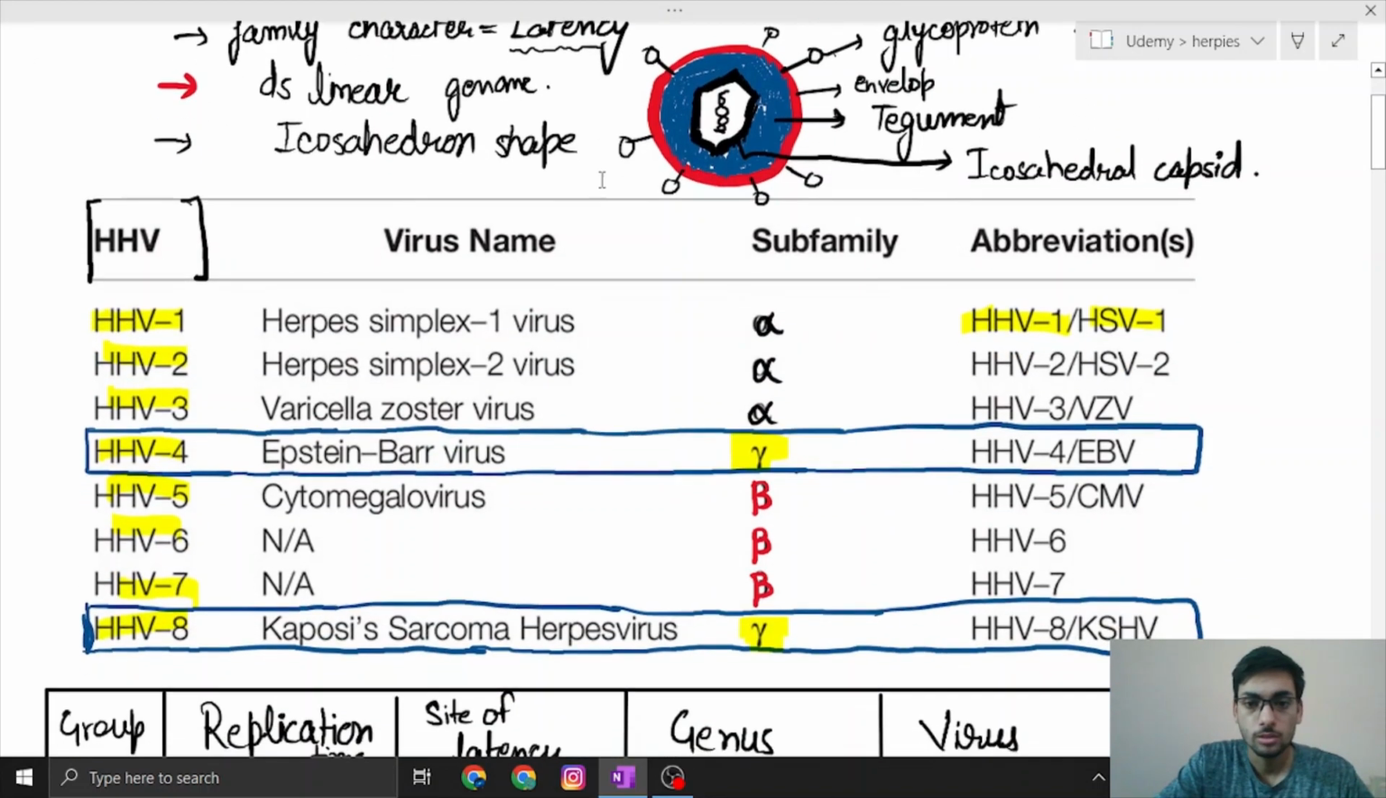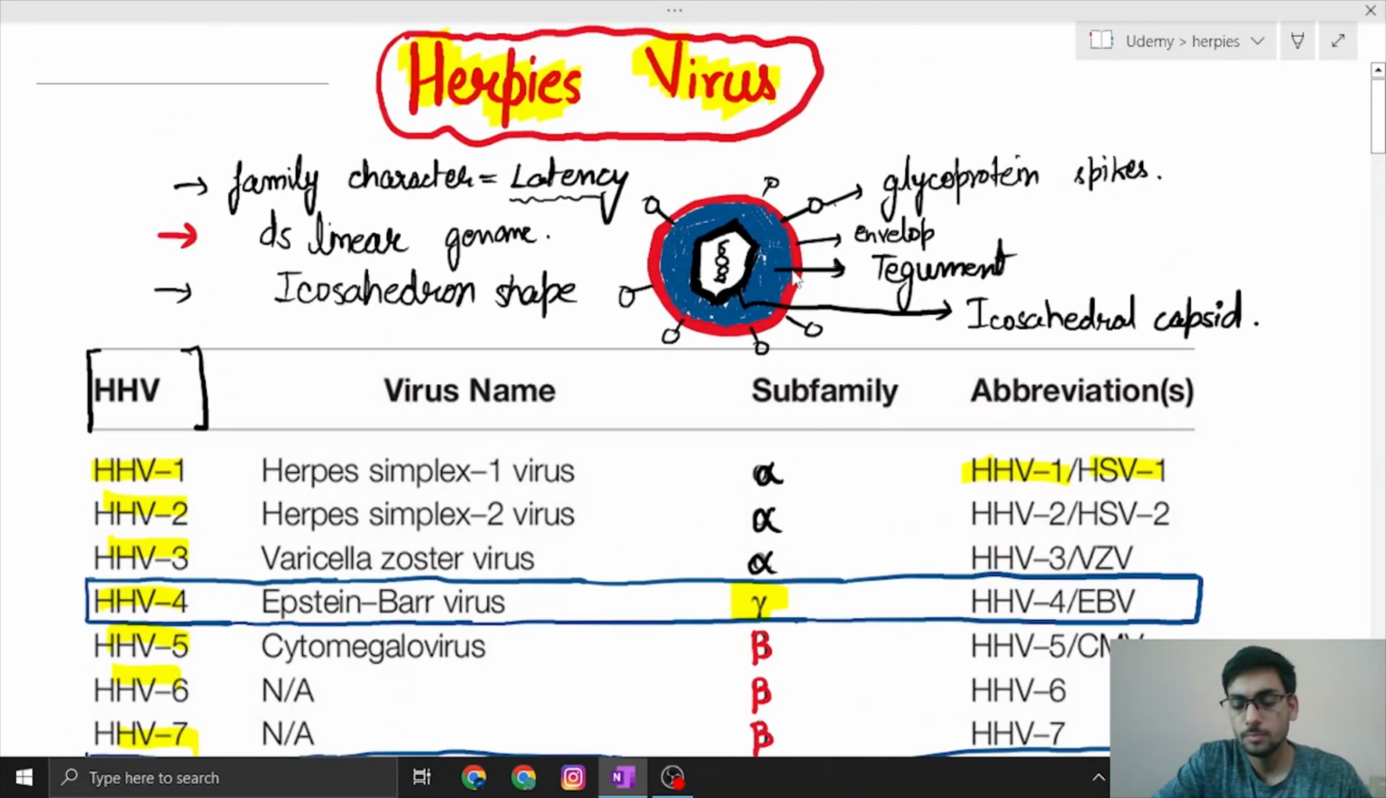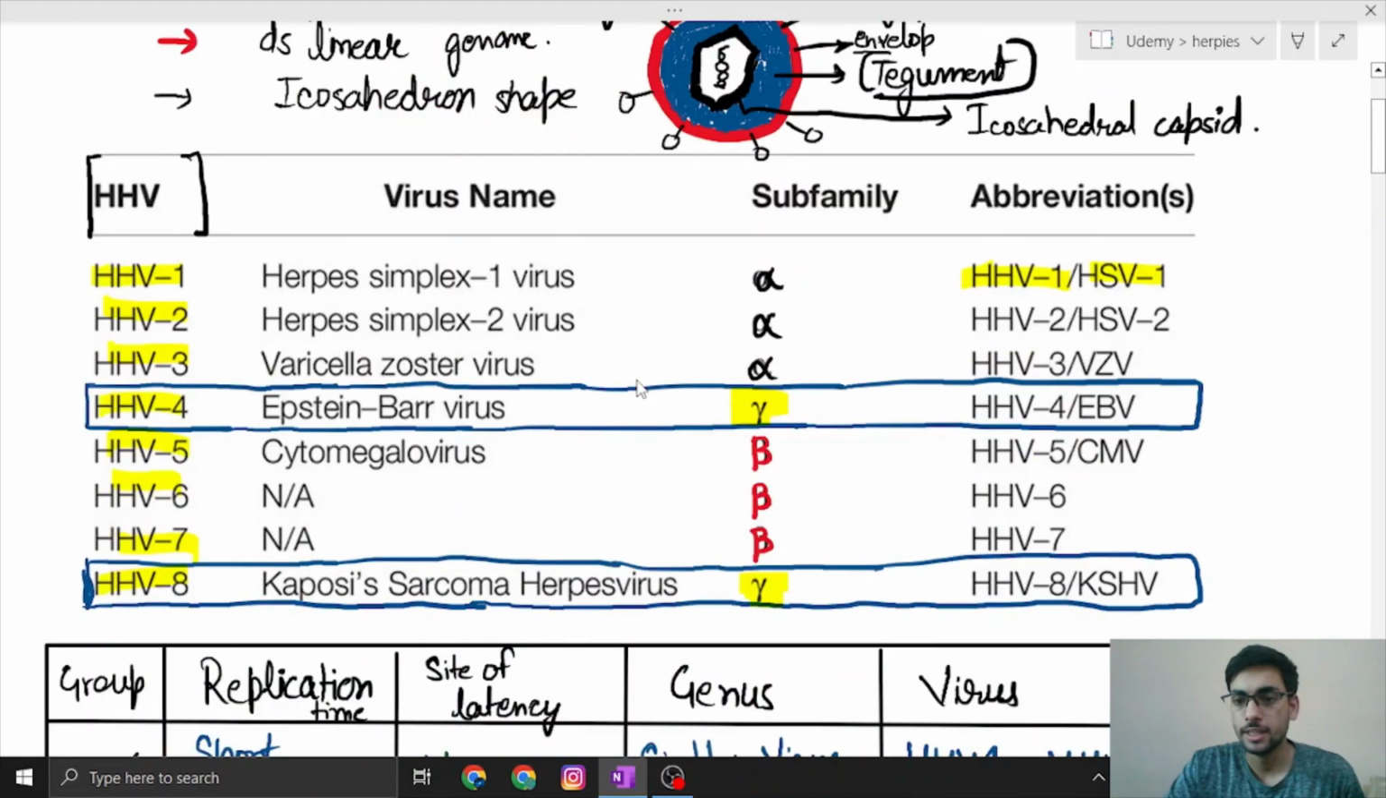Okay, so here is the virus. There is a special thing in this herpes virus, that is its tegument. This is an amorphous solid which is found between its envelope, this red colored envelope, and the capsid. Apart from that, it also contains glycoprotein spikes, which help in attachment.